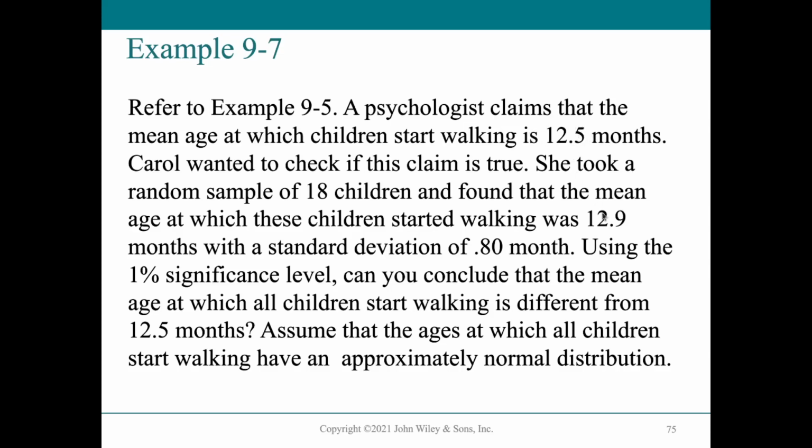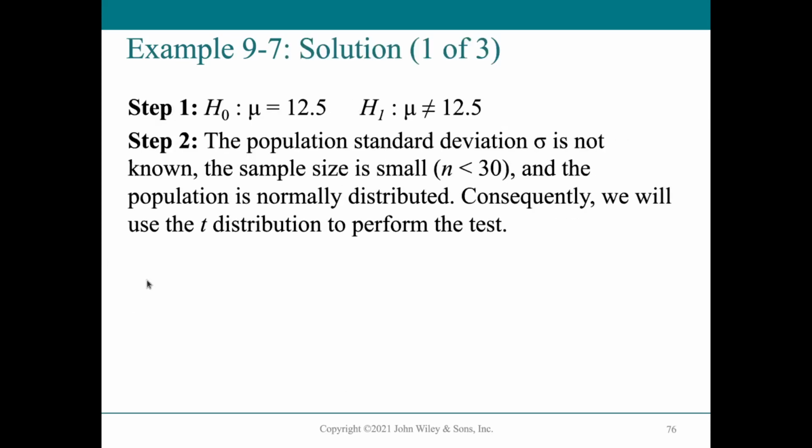So this is a difference of 0.4 months. Is it really significant? This is our sample mean, and this is our sample standard deviation, 0.80. We do not know the population standard deviation, but we know the sample standard deviation from our sample is 0.80. Our significance level is 1%, or alpha is 0.01, and the question is whether it is different from 12.5. So we can now state our null and alternative hypotheses.